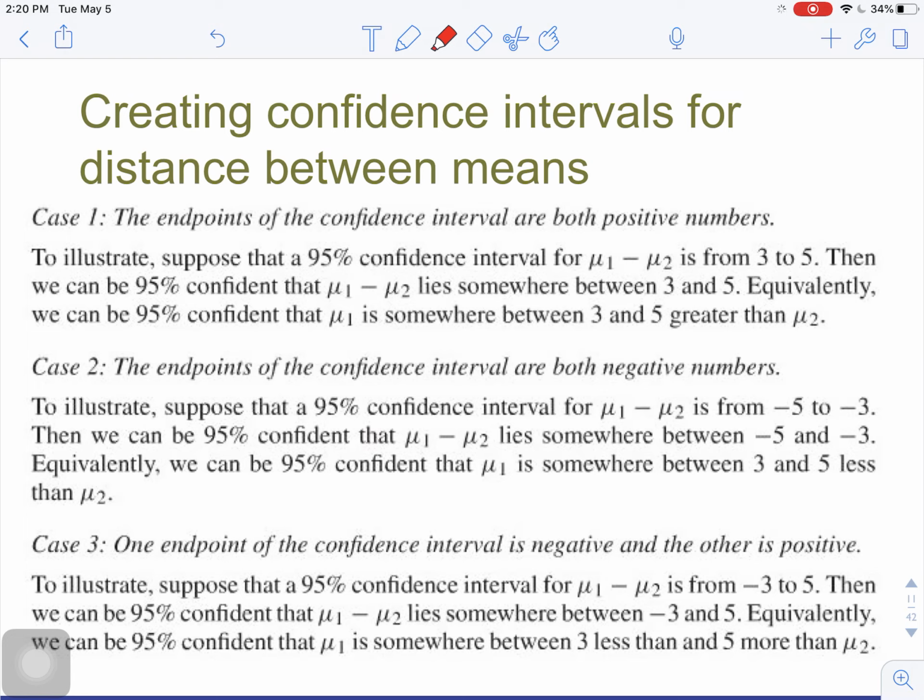So sometimes we might be creating a confidence interval between the two means. And so one of the things that we're going to talk about is we have a 95% confidence interval for the difference between our population means. We'll just say it's between 3 and 5. Okay, so what that means is that we can be 95% confident that the difference lies somewhere between 3 and 5. Okay, so that means that the first average is between 3 and 5 greater than the second average.